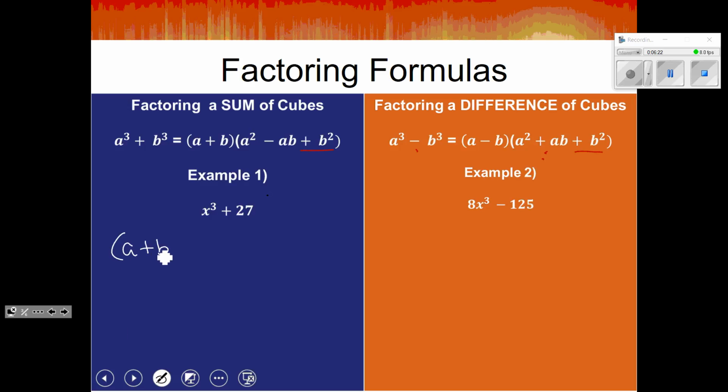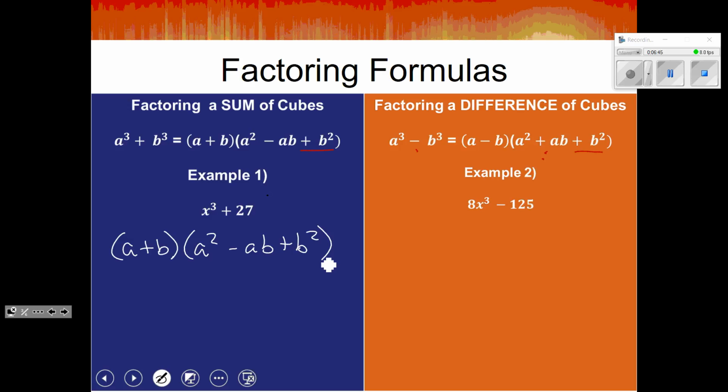A plus b, so if it's a sum here, it's going to start with a sum, times the quantity of a squared minus ab plus b squared. Step 2, I'm going to define a and b.